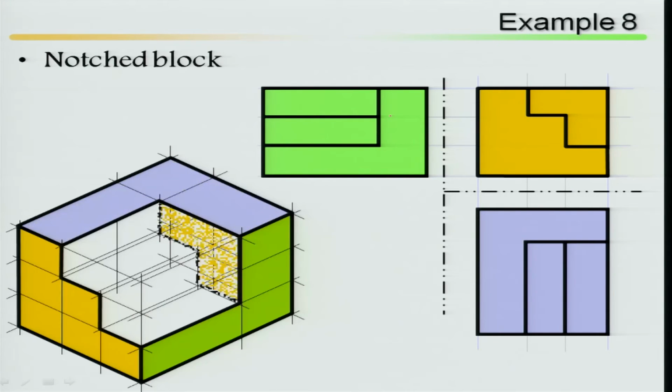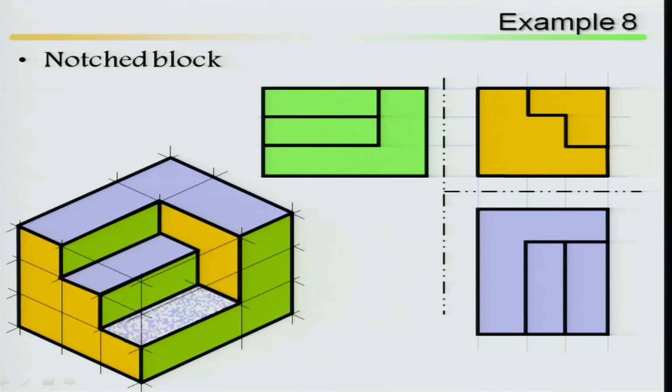Example 8, how it looks. These are all examples you can try. I am going slightly faster, just explaining the examples one by one. You can try both these methods, as I said, either the box method or the offset method. This is all about your isometric examples.